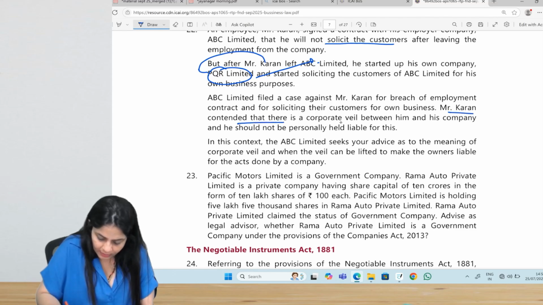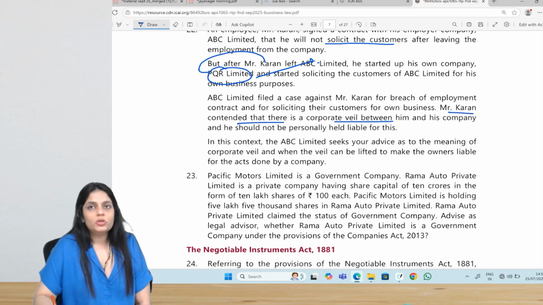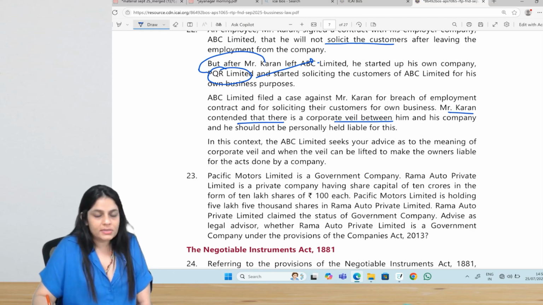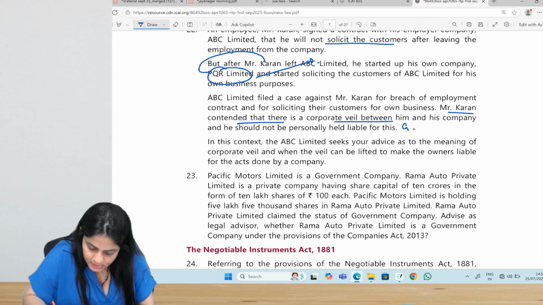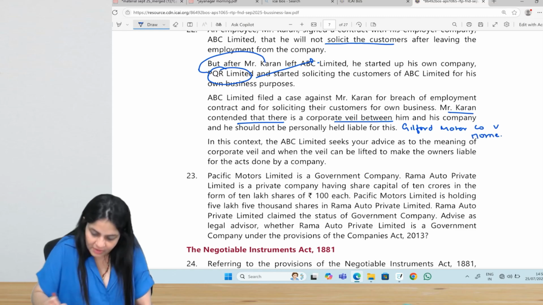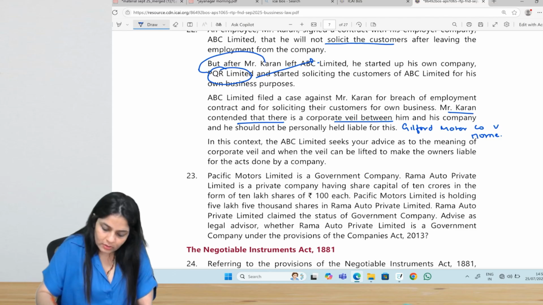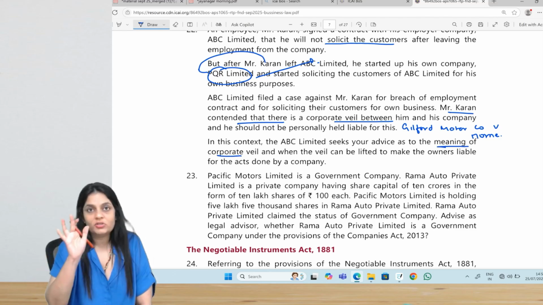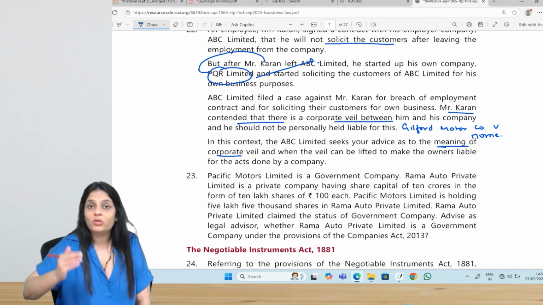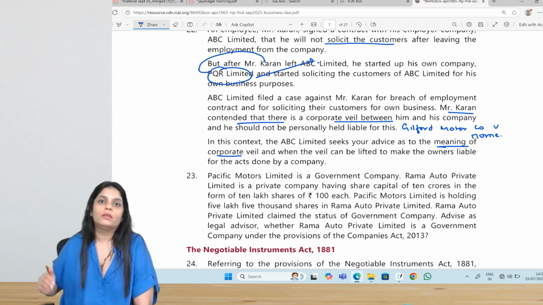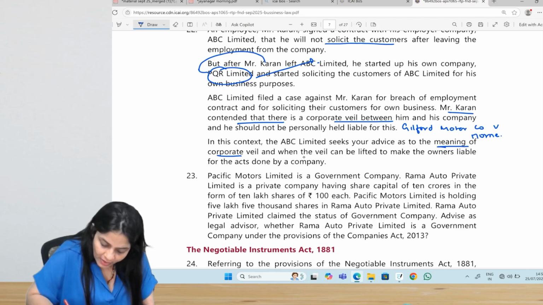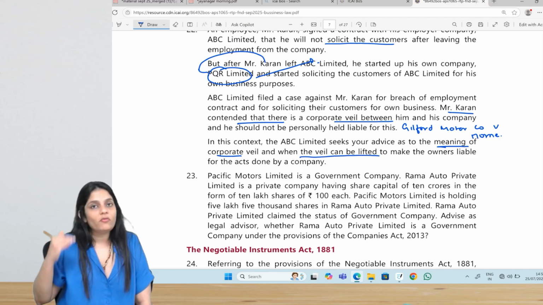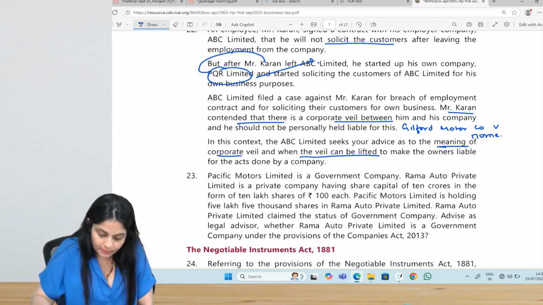Karan contended that there is a corporate veil. So there are certain cases where the corporate veil is lifted. This case is the same case as Salomon versus Salomon, right? So it seeks your advice as to the meaning of corporate veil. Here the question is different. They are not asking you for this. They are asking you the meaning of corporate veil. So you have to explain the concept of corporate veil and when the veil can be lifted. So you have to give all the cases where the veil can be lifted.